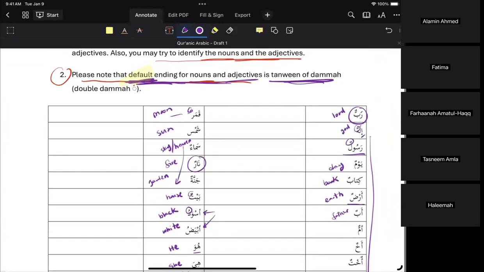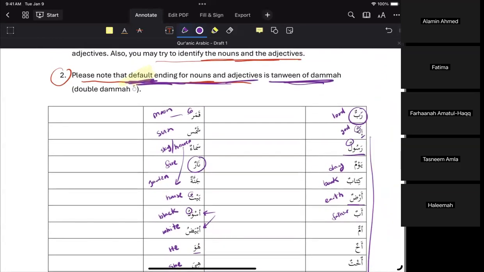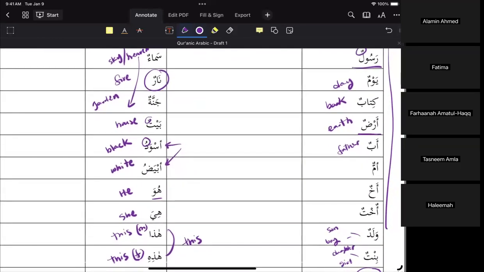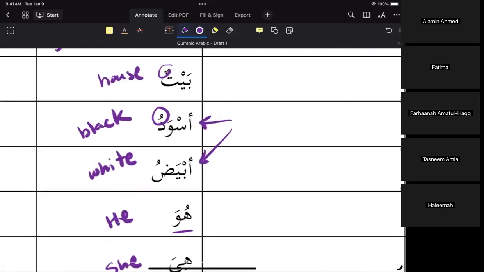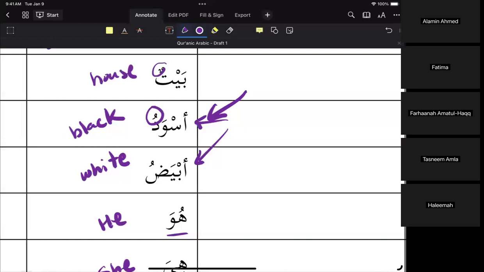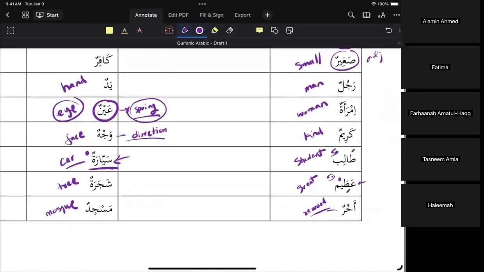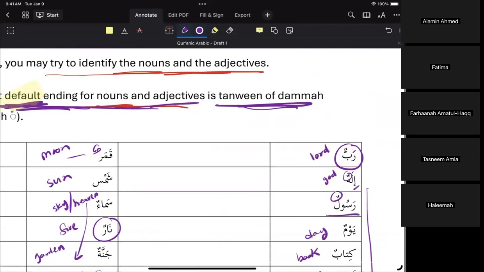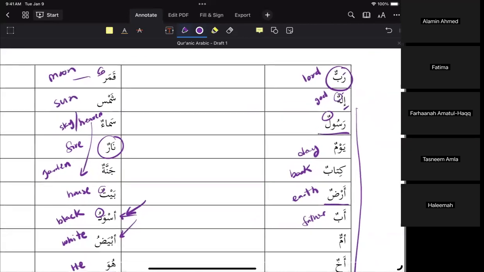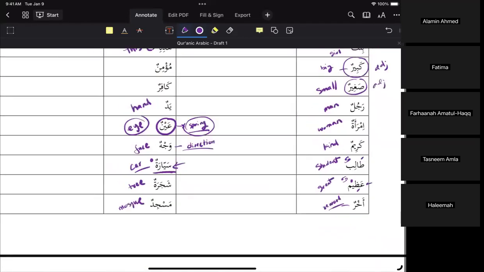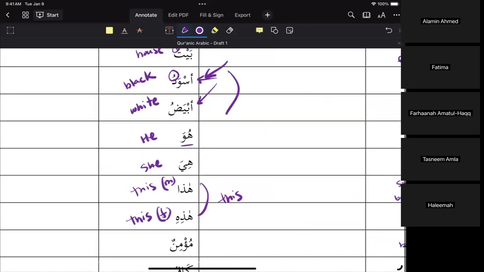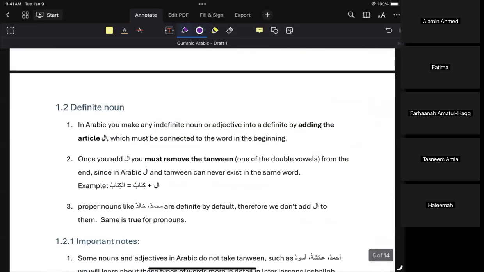Should be fairly simple. Just remember, we're dealing with nouns and adjectives. So everything you see here is a noun. For example, the adjective would be aswad. Aswad is black. So black is a sifa, an adjective. And we also had saghir and kabir. These are adjectives. Most of them are honestly nouns here. And the second thing we mentioned is that the default case ending is a tanween of Dhamma, so double Dhamma, right? Rasulun, yawmun, kitabun. And we also saw there are some words that don't take tanween. Inshallah, we'll talk about them soon.